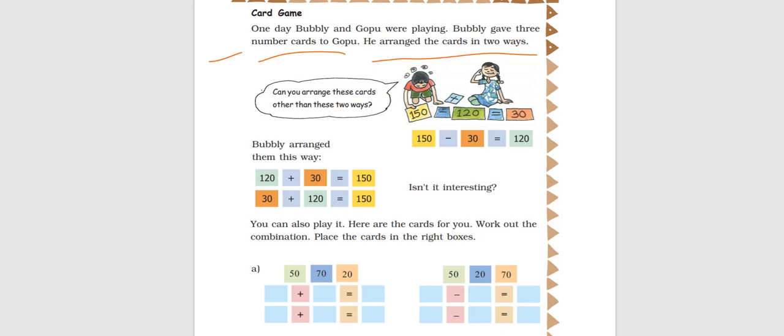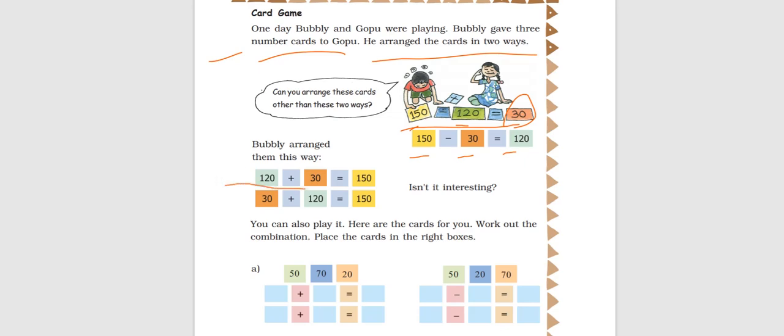Okay, 150 minus 120 is 30. That's right, you have 15 tens and 12 tens for a total of 3 tens, which is 30. Or you can do the same thing as well. 15 tens minus 3 tens is 12 tens, 120. Bubbly arranged them this way.